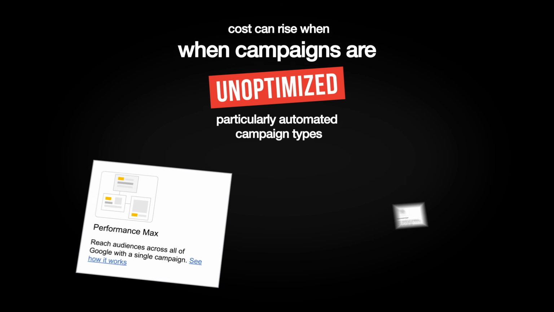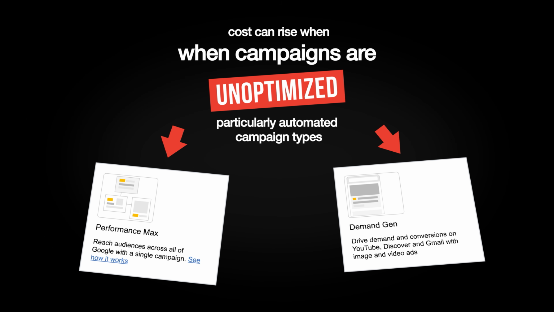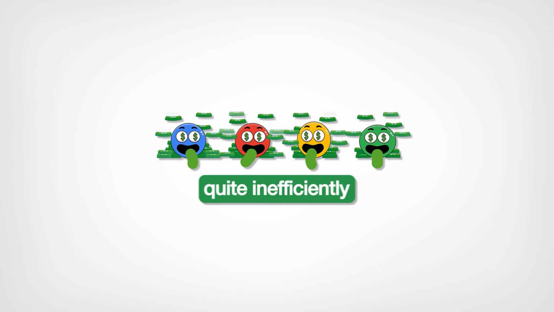Costs can also rise when campaigns are unoptimized, particularly with the automated campaign types, things like Performance Max and Demand Gen. If you're not giving Google the right data inputs or the right guardrails, Google can basically spend some of that money lazily, quite inefficiently, which is obviously going to lead to an increase in cost. Remember, Google, like all ad platforms, has ad inventory to fill, and if you don't tell Google what it is that you want or how to get it, then they're going to go ahead and fill that ad inventory with your budget.